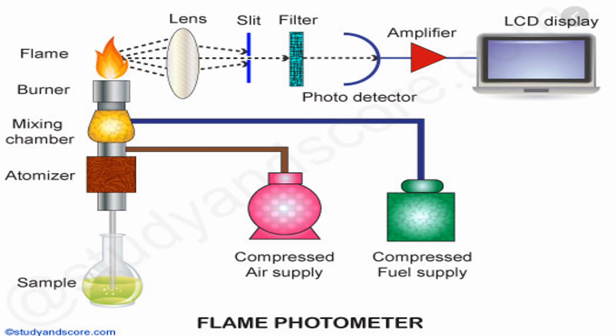So this is the compressed air supply, in order to supply oxygen. This is the compressed fuel supply; the fuel is generally acetylene. So this is the flame, and this is the lens, this is the slit, and this is the filter, otherwise called the monochromator. This is the photodetector. The amplifier is there with the photodetector only, and this is the LCD display.